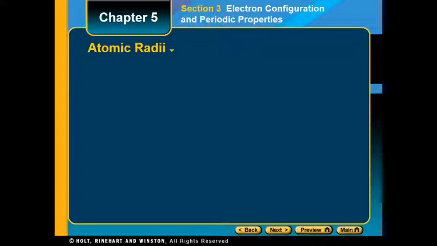Hello everybody, this is the start of Chapter 5, Section 3, and we are going to be looking at periodic properties as they're related to electron configuration. We call these the trends within the periodic table. We've got 5 trends that we're going to look at today, and before we even get started, the very first thing I'm going to want you to put in your notes is a chart to show period and group trends within the periodic table.